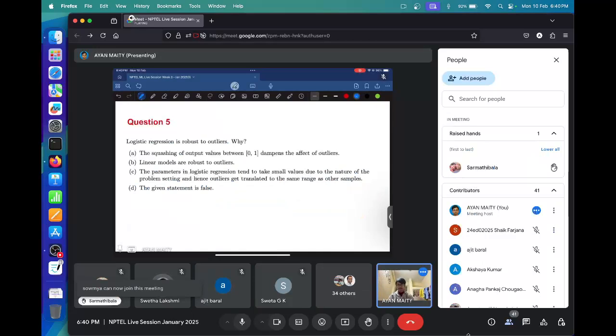Question 5. Logistic regression is robust to outliers. Why? There are 4 options. A: The squashing of output values between 0, 1 dampens the effect of the outliers. B: Linear models are robust to outliers. C: The parameters in logistic regression tend to take small values due to the nature of the problem setting, and hence outliers get translated to the same range as the samples. And option D is the given statement is false.